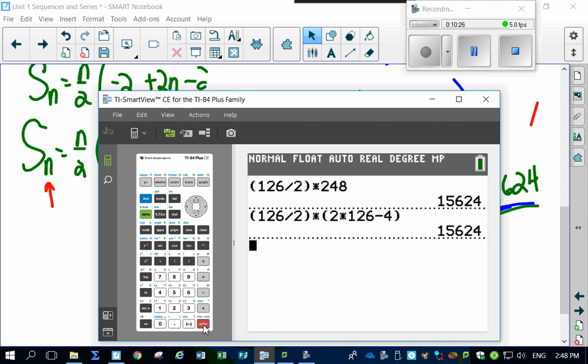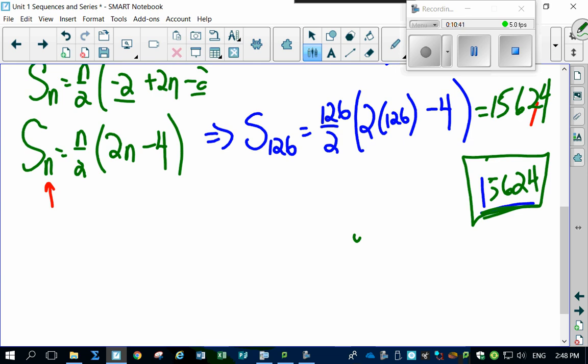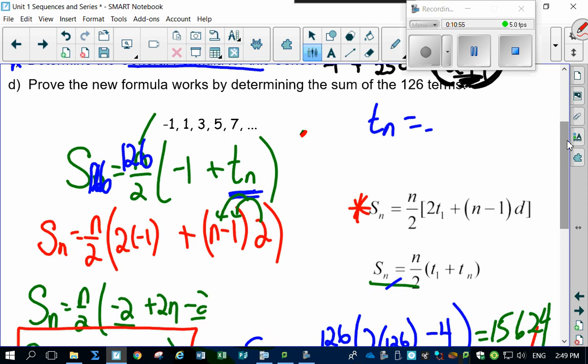Bang, it does. Oh my goodness, it works beautifully. The two answers are exactly the same. So this works out to be 15,624. This one, doing all of the formulas, works out to be 15,624. This ends up being our general formula that we need in order to solve this. And most importantly, that's only the general formula for this specific sequence. You get a new sequence, guess what? You've got to figure out a new general formula.